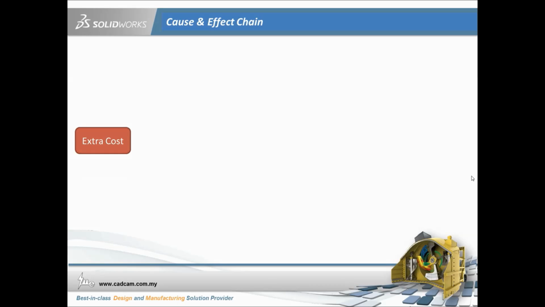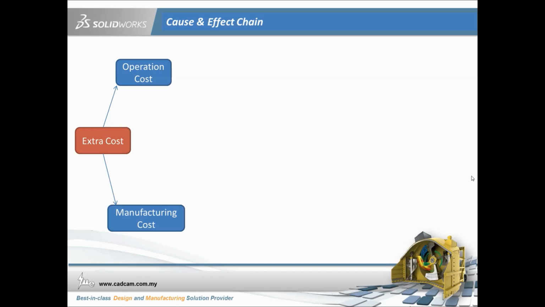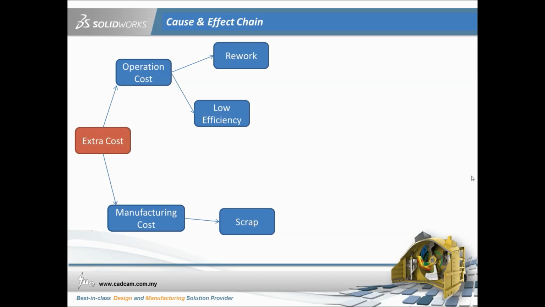Let us study the cause and effect, why we will have the extra cost, after having studied all the information and the causes of these common issues. The costs mainly come from the operation cost or manufacturing cost, and it causes us to have to rework, because of the low efficiency of the workers or maybe the scrap causing us extra cost. Why do we need to rework? It is because of file overwriting and file loss.